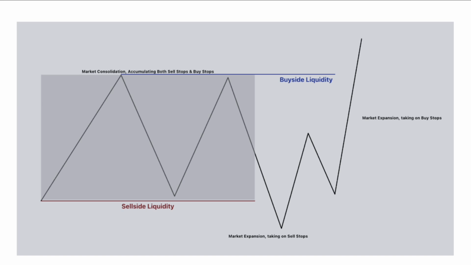What the market does after the consolidation is an expansion, taking on sell stops, and then the market expands to take on buy stops. When the market goes back below the level of sell stops, or sell side liquidity, that is where smart money enters. That is where we accumulate our positions. And when the market goes above the buy side liquidity, that is where we distribute our positions. This is also viable for a sell program.